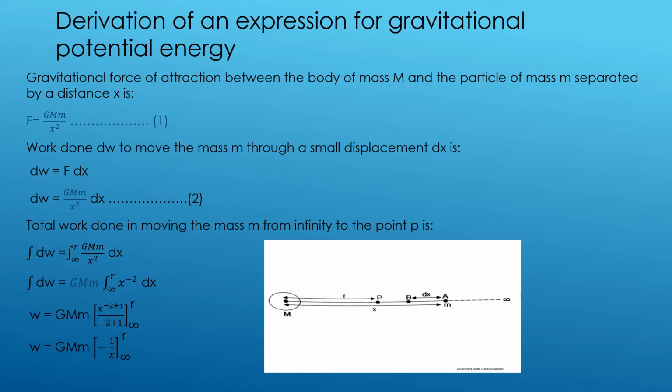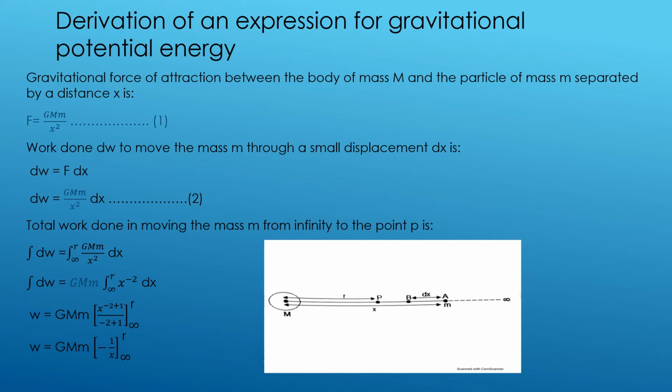Now the total work done in moving the mass small m from infinity to the point P is, we will integrate it: integration of dW is equal to integration of capital G capital M small m by x square dx. What are the limits of integration? That is infinity to r, because the point is P and the distance is small r, and we are bringing it from infinity. So we will take the limits infinity to r.